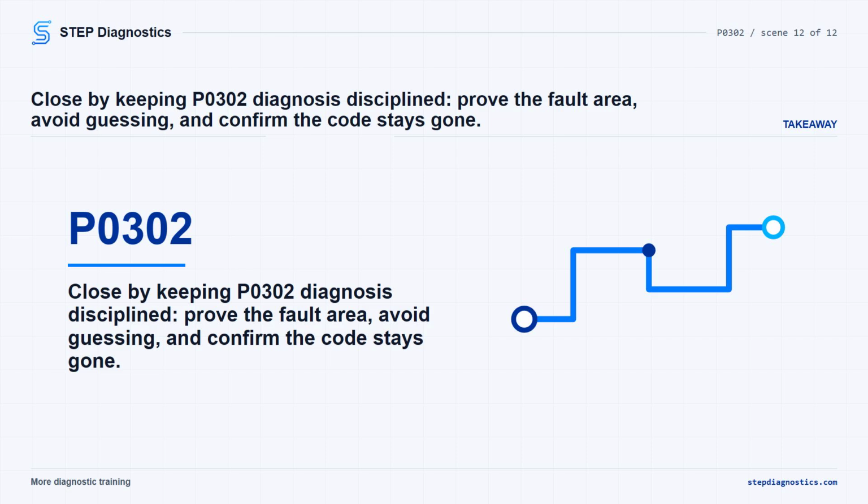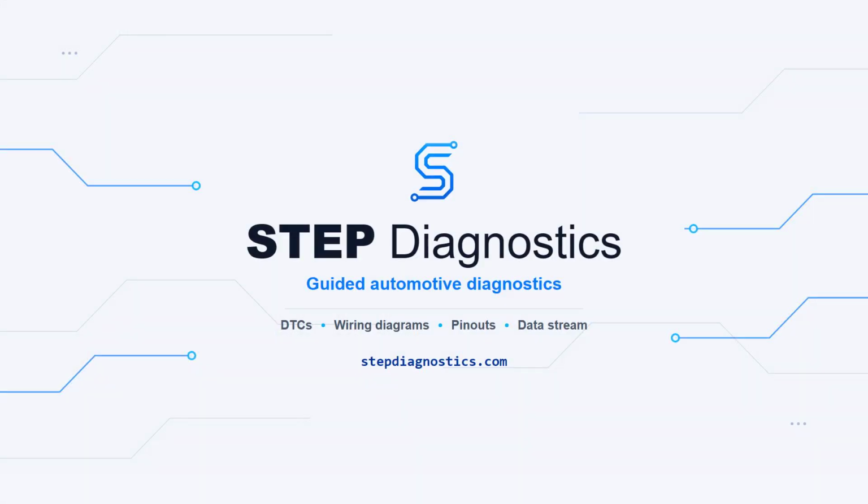Takeaway: a cylinder-specific misfire still starts with clean basics, solid power and ground testing, and connector checks you can trust.